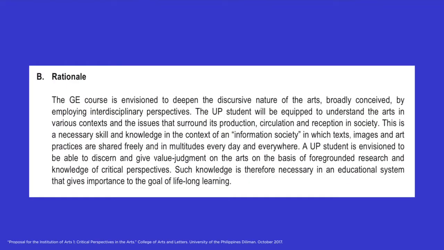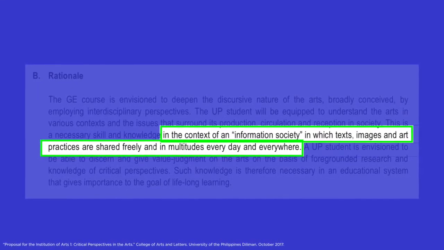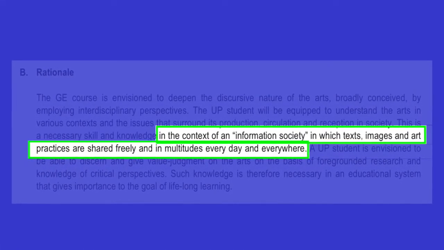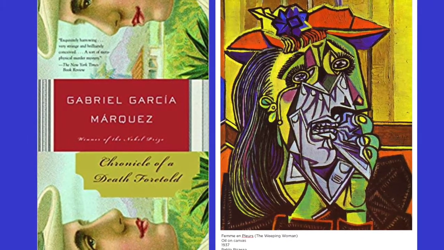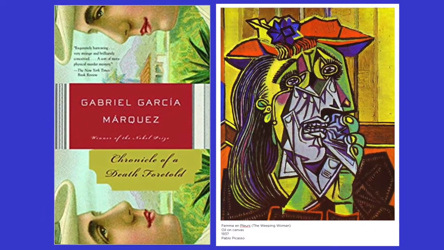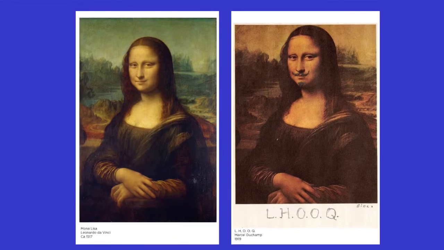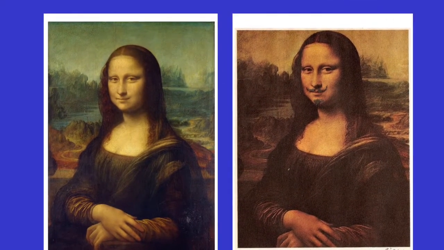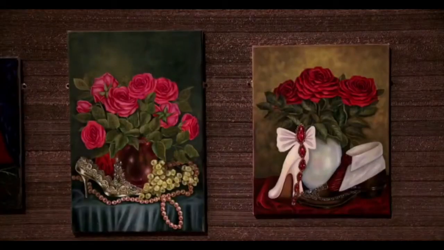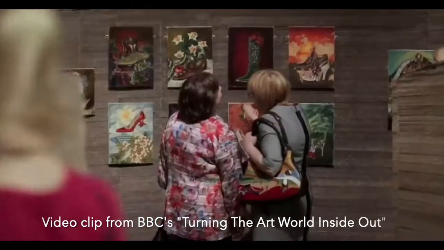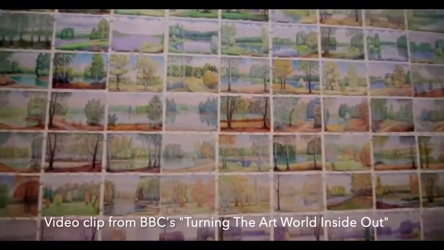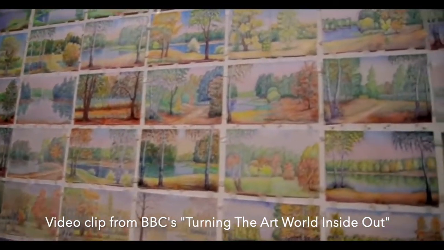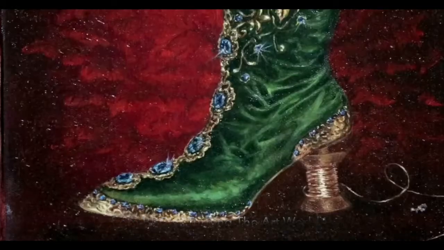Critical perspectives in the arts become particularly important in the context of an information society in which texts, images, and art practices are shared freely and in multitudes every day and everywhere. In this way, to grasp the world as a set of texts, an active ecology of creative expressions, and to be doubly aware of the ways we approach, relate with, and possibly reproduce them. A lifelong skill of sensing and making sense of the world. The ecology of art, if you will, which involves the processes of production, circulation, and reception, may be said to roughly simulate other forms of relation in the natural and social world.